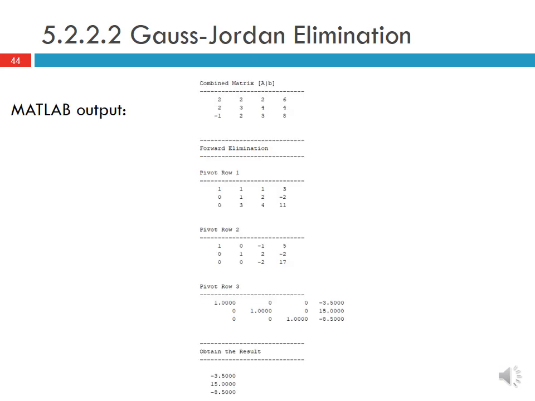I also implemented the Gauss-Jordan elimination method in MATLAB, where it prints out the intermediate matrices so you can see what's happening. And this is the result for the example that we looked at here. So that concludes the Gaussian elimination style methods for solving systems of linear equations.